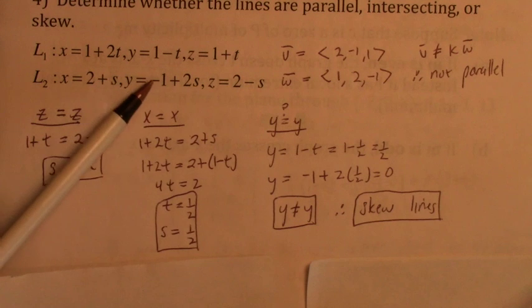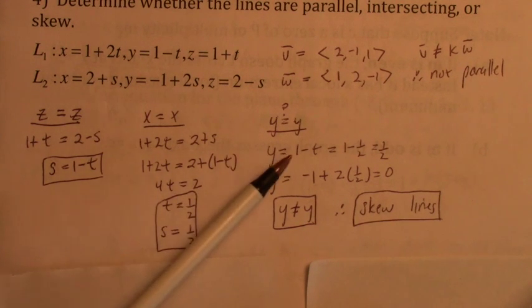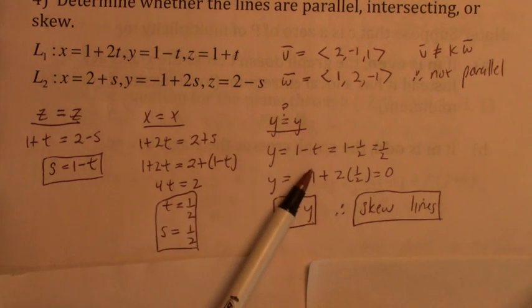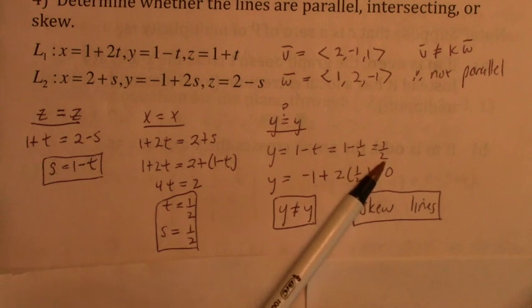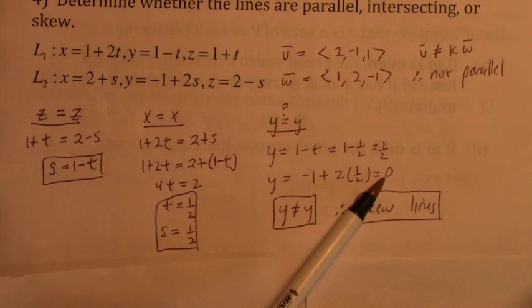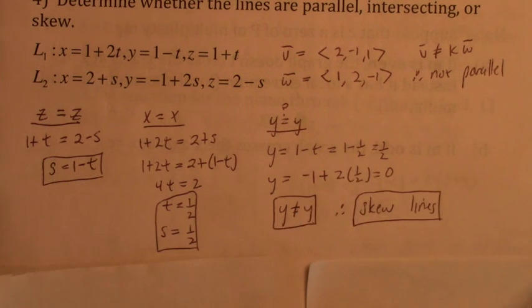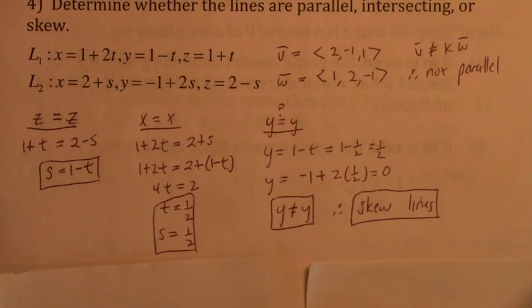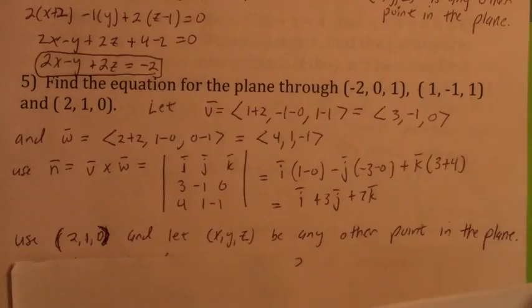You don't set the y coordinates equal to each other. When you plug in 1/2 for t, you get that y is 1/2. And when you plug in 1/2 for s, you get that y is 0 on the other line. So the y coordinates don't agree, so there's no solution to the system of three equations, three unknowns, so the lines do not intersect. They're skew.